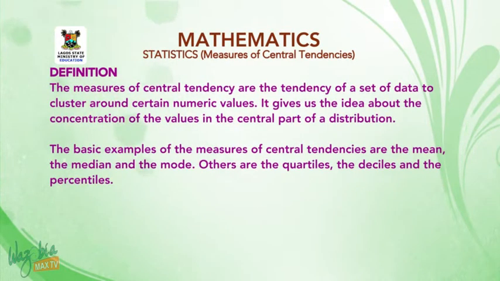Definition: the measures of central tendencies is the tendency of a set of data to cluster around certain numeric values. It gives us the idea about the concentration of the values in the central part of a distribution. The basic examples of the measures of central tendencies are the mean, the median, and the mode. Other examples are the quartiles, the deciles, and the percentiles.